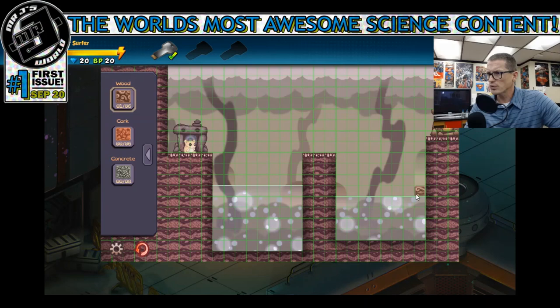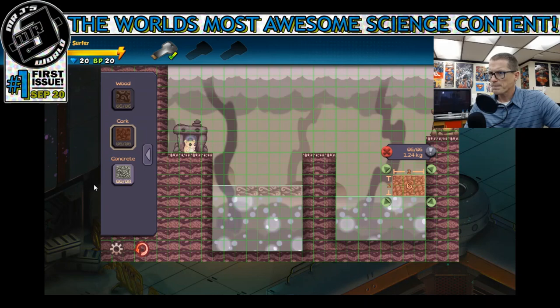You know what? I'm gonna put the wood on this side, because the wood will float. Cork is lighter. I'm gonna put it over here. I get six of it. So I go 2 by 3, 3 by 2. Maybe that'll float enough. All right, let's try that. I don't need concrete. Concrete doesn't float.